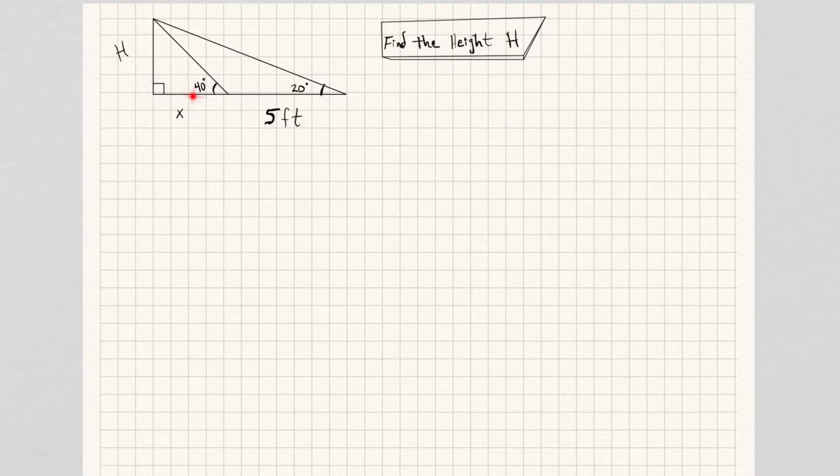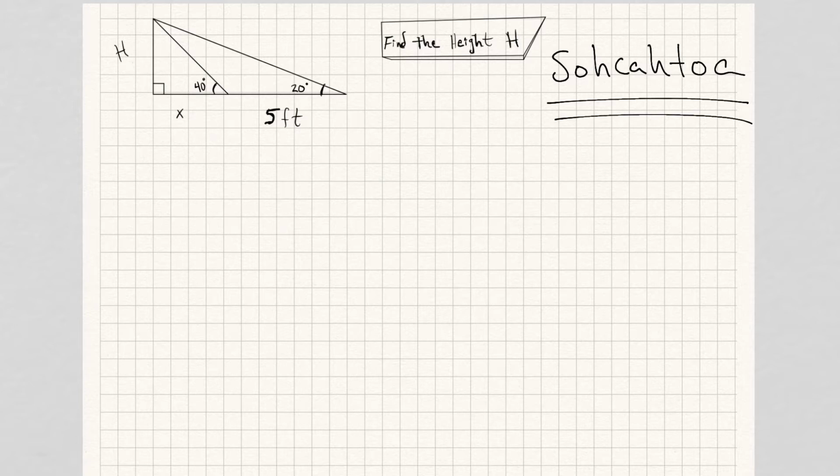We don't know the distance here and here, so we want to find the height h. To do that, we're going to use trigonometry. Perhaps you remember the old SohCahToa, a little mnemonic to remember this. We're going to use this.